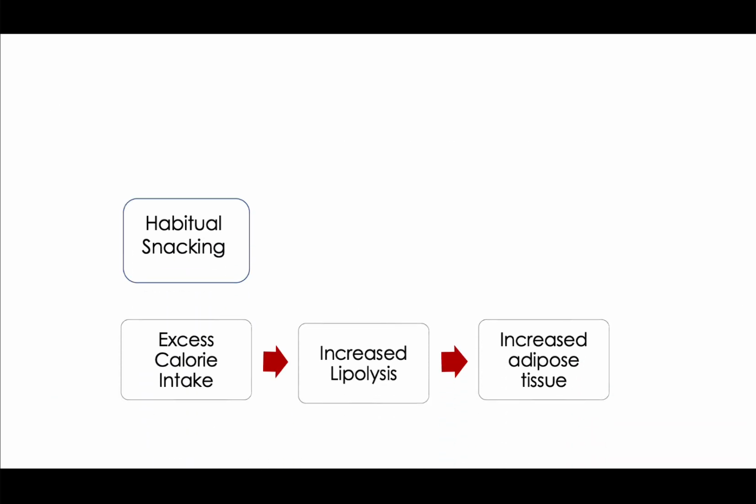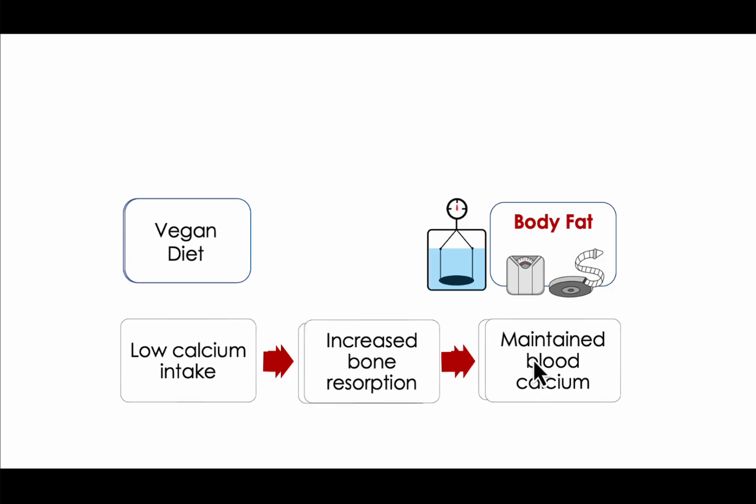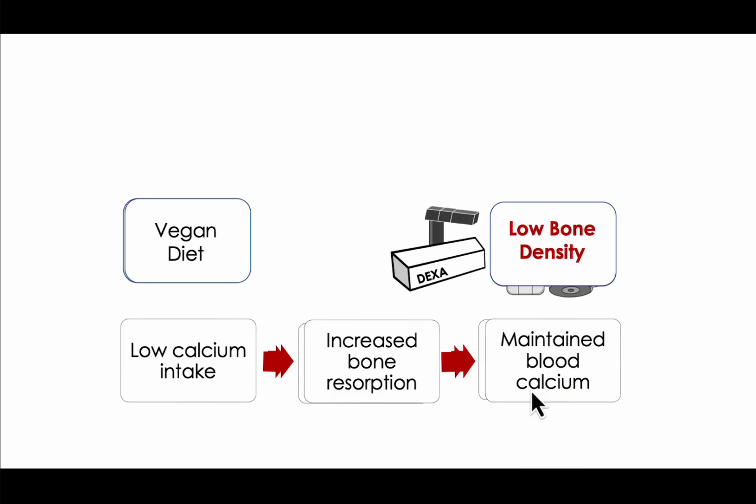This just kind of wraps up the systems model. Say someone habitually snacks, their input is too big on calories, they have an increase in fat synthesis, so they have more fat tissue, and you could tell that as a dietitian by measuring their body fat levels. Say they're a vegan, maybe their calcium intake is low, they have more released calcium from the bone. That lets their calcium in the blood be good, but they probably have low bone density.